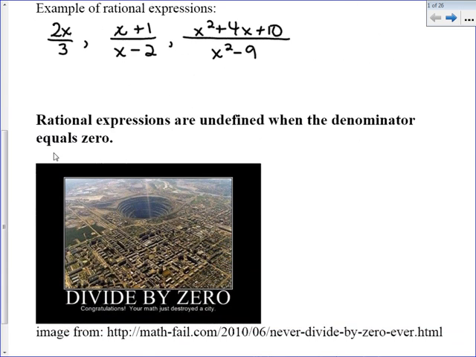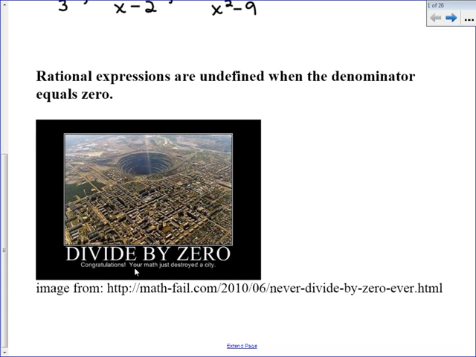So we just said it. Rational expressions are undefined when the denominator equals 0. Is that divide by 0? Congratulations, your math just destroyed a city. This is a very important concept. It finished out 8.3. When we looked at domains, we saw a fraction. We were worried that the denominator couldn't be 0. That's the same topic right here.